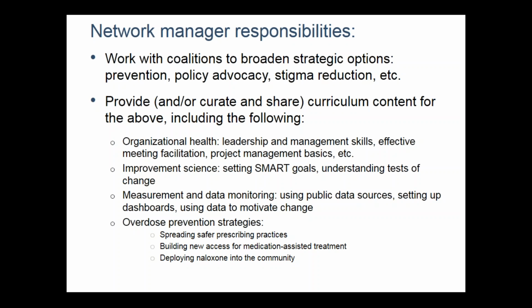Finally, the other network manager responsibilities: we want to have some expertise in policy advocacy and prevention. Although CHCF's goal is to change the healthcare system, and we want to maintain that focus, we've heard from coalitions that they also want to have some skills that are a little broader to engage other stakeholders, for example, in stigma reduction. We want to make sure that the network manager is curating and sharing curriculum content, again, focused on organizational health that we mentioned before, having some expertise or bringing in expertise in improvement science, which is really how do you make change happen and how do you make it stick.